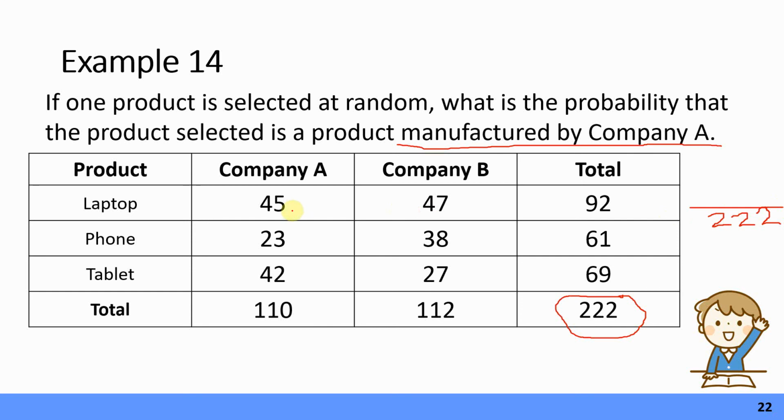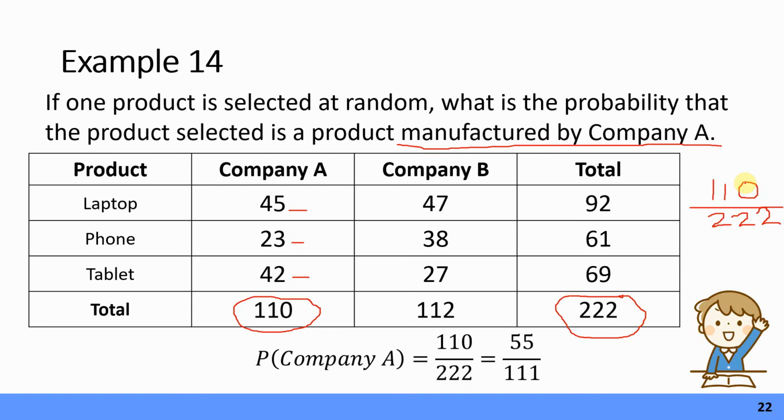So for company A, there were 45 laptops, 23 phones, and 42 tablets. The way we would do it is just add all of those up. But we don't have to add them up because they actually already give us a total. There's a total of 110 products that company A made. So that's all we have to do. So 110 over 222. And again, you should know that's not our final answer. That simplifies to 55 over 111, which would be our final answer.